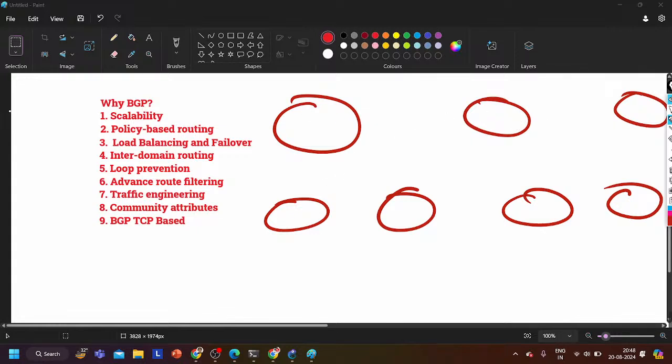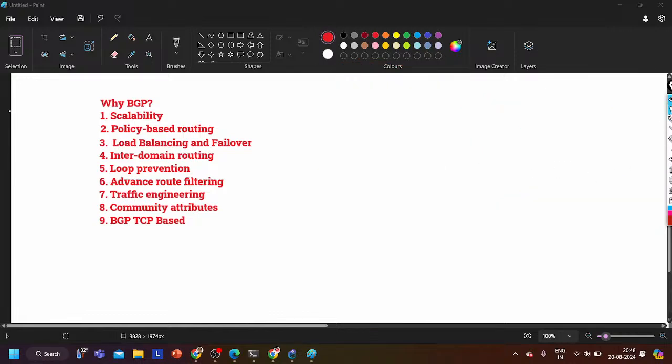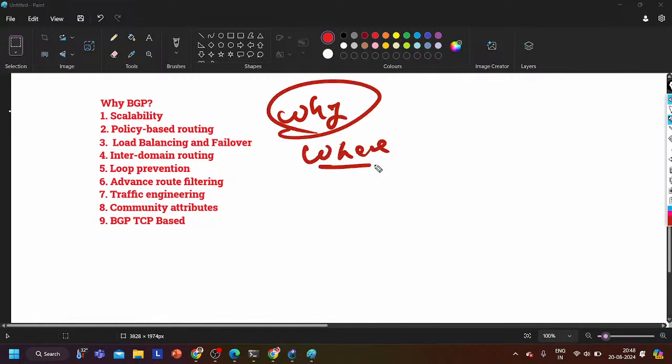And Amazon will be using lots of ISPs, right? Amazon will have connectivity from different types of ISPs. So how is Amazon going to share routes between the ISPs and their internal network? With the help of the BGP protocol only. How is Google going to share prefixes with different service providers? With the help of BGP only. Right? So this is why BGP. Now soon we are going to understand where to use BGP as well, right? Then I will start what is BGP.